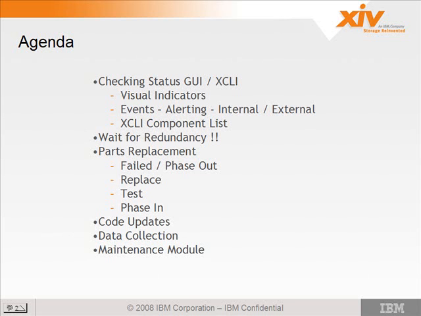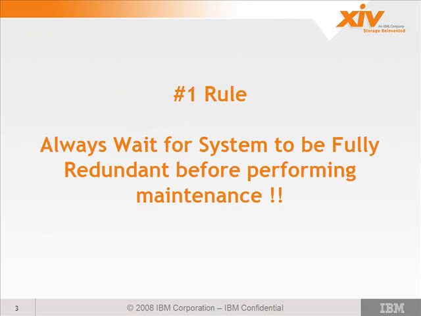Okay, code updates, data collection, and the maintenance module. Back to the slides for you guys. Sorry for the sidebars. So, rule number 1: always wait for the system to be fully redundant before performing maintenance. We're going to say this over and over and over. So what's rule number 1?